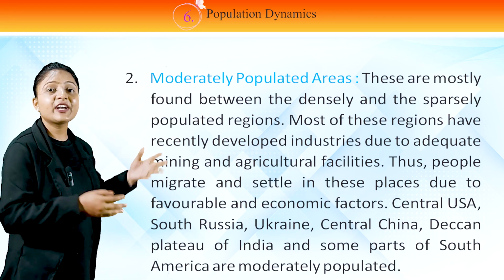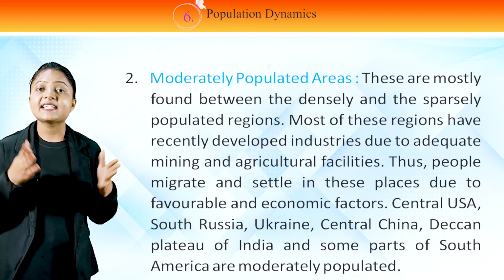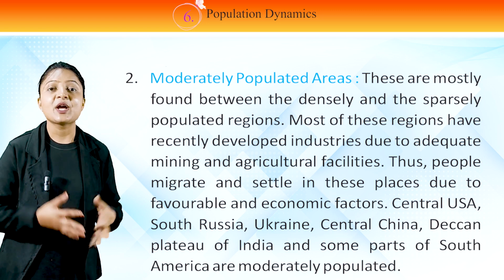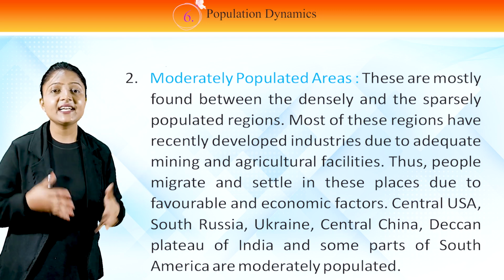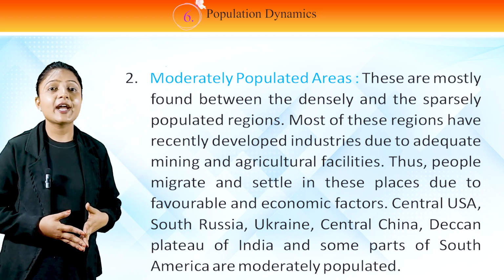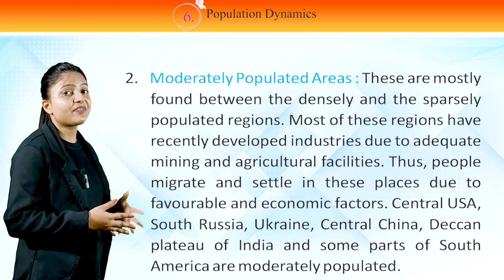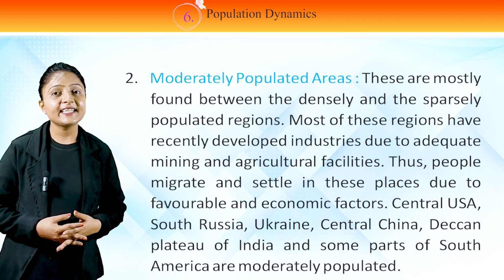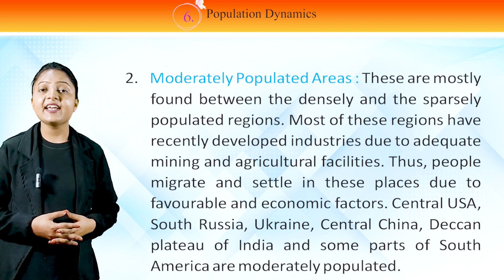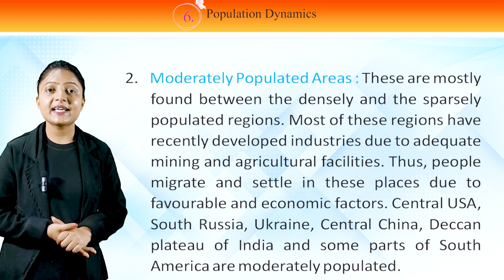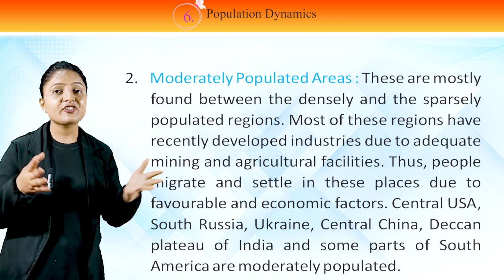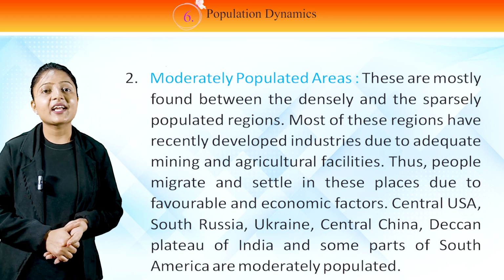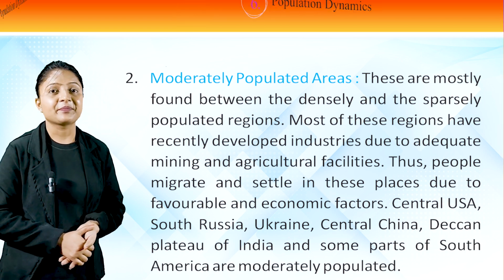Number 2, moderately populated areas. These are mostly found between the densely and the sparsely populated regions. Most of these regions have recently developed industries due to adequate mining and agricultural facilities. Thus, people migrate and settle in these places due to favorable economic factors. Central USA, South Russia, Ukraine, Central China, Deccan Plateau of India, and some parts of South America are moderately populated.